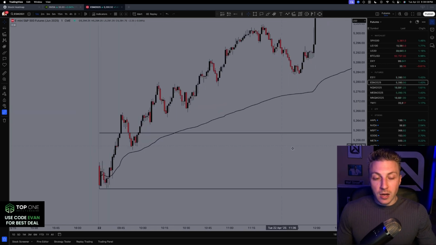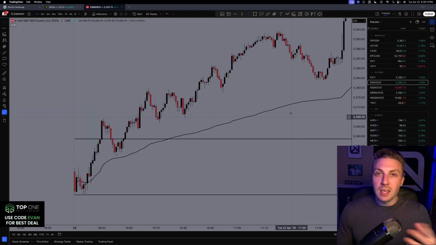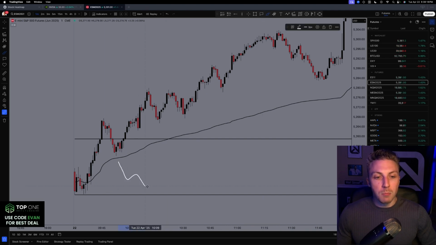So my New York VWAP anchored from 9:30 New York open is again similar to that daily one. It's like my line in the sand. If I'm looking for longs, I need to be above it, and I'm not going to be looking for shorts until we can get below it.